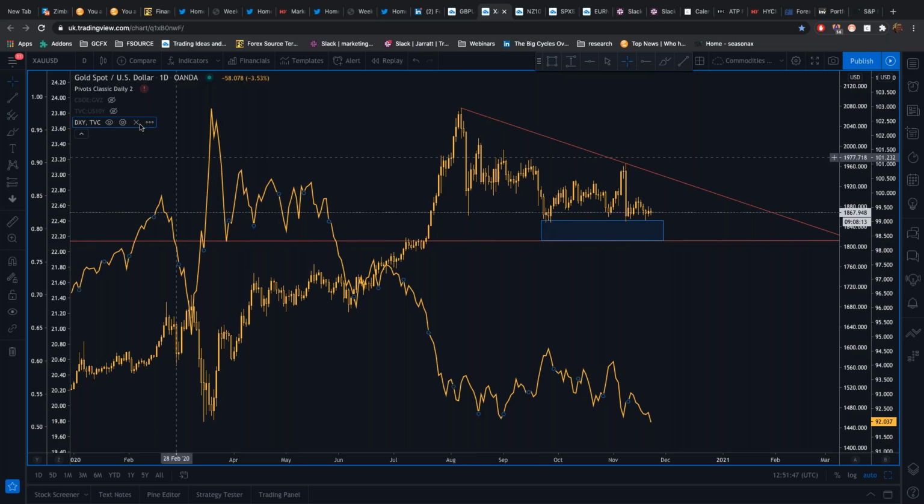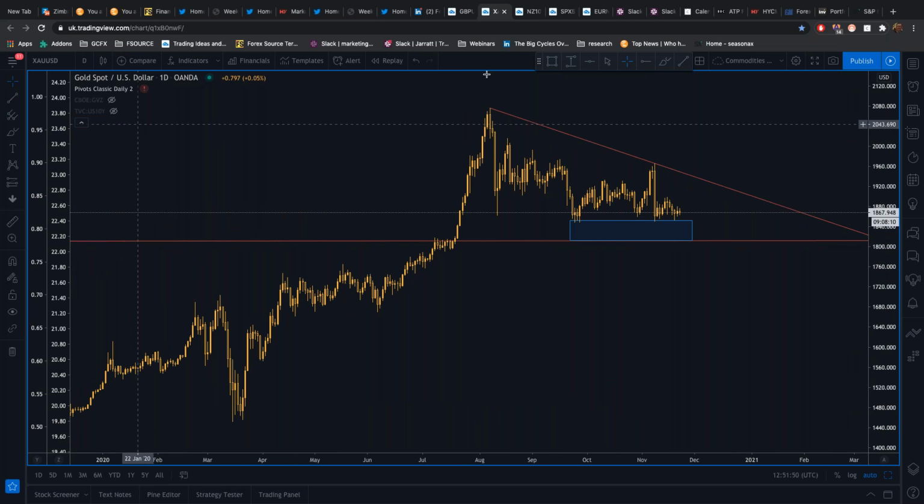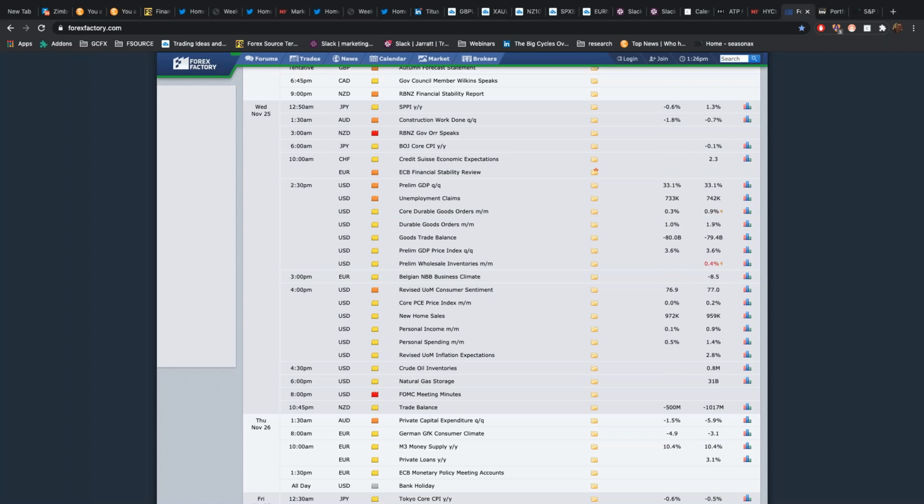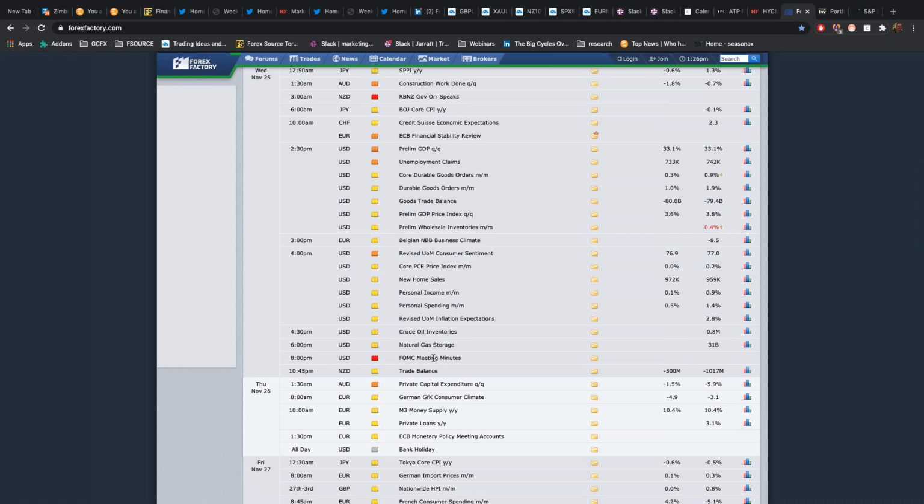That should be supportive for gold as long as that dollar keeps moving lower. Now this is key for gold: FOMC meeting minutes on Wednesday.